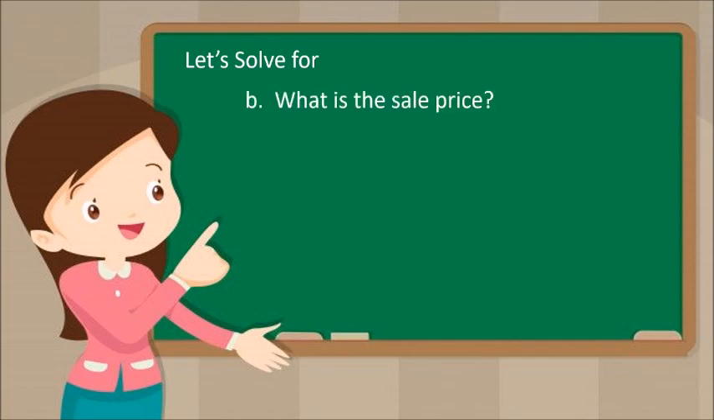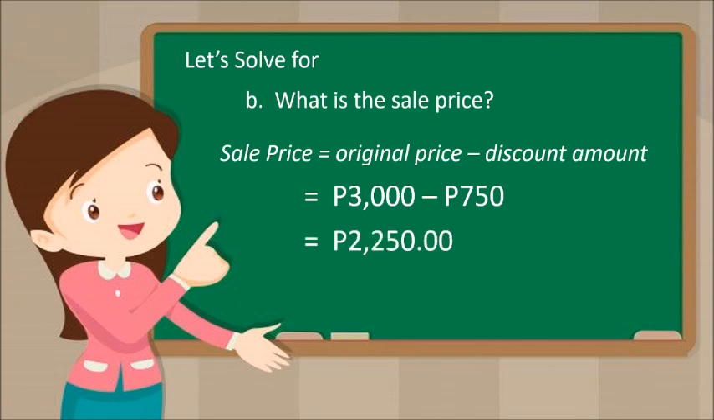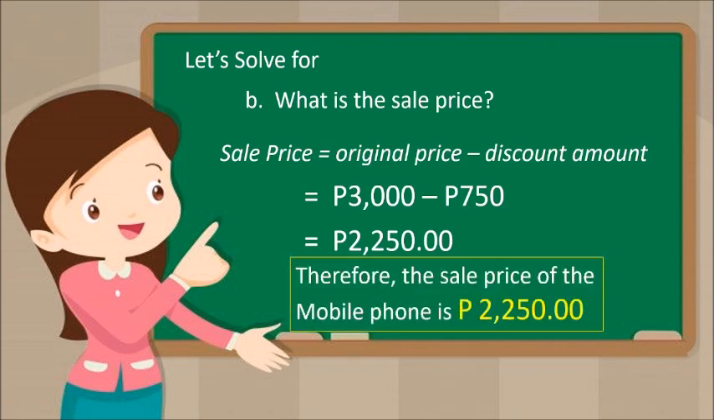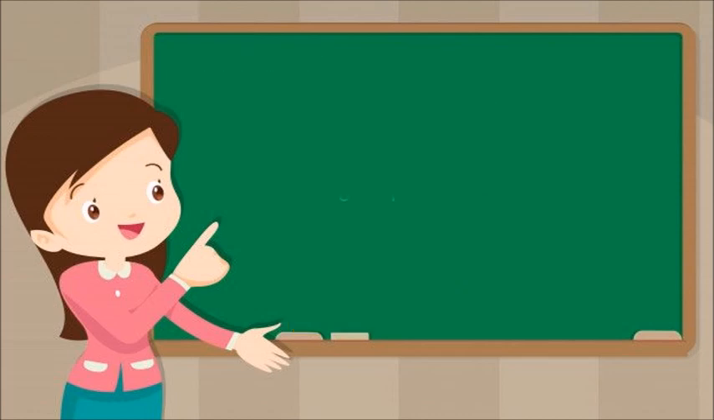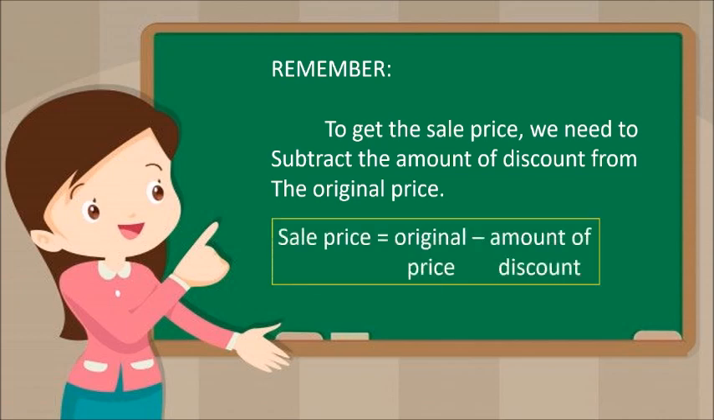Let's solve for the sale price. Sale price is equal to the original price less the discount amount. So 3,000 less 750. So we have 2,250. Therefore, the sale price of the mobile phone is 2,250. Remember, to get the sale price, we need to subtract the amount of discount from the original price. Sale price is equal to original price less the amount of discount.